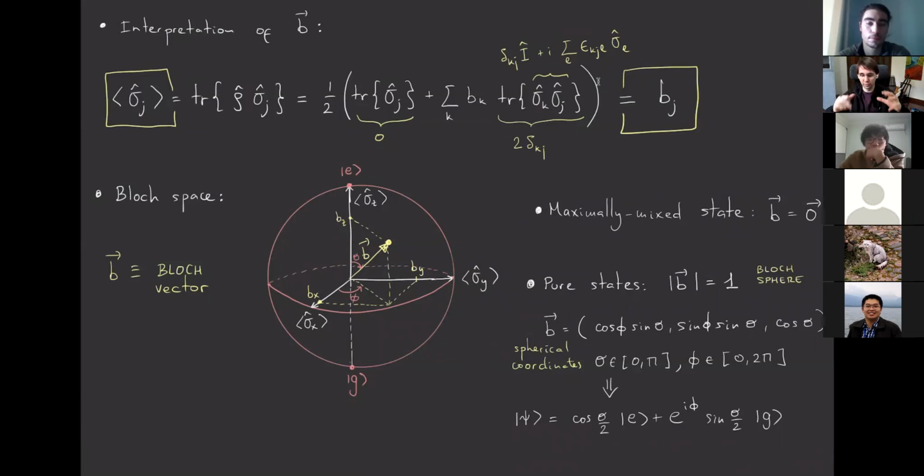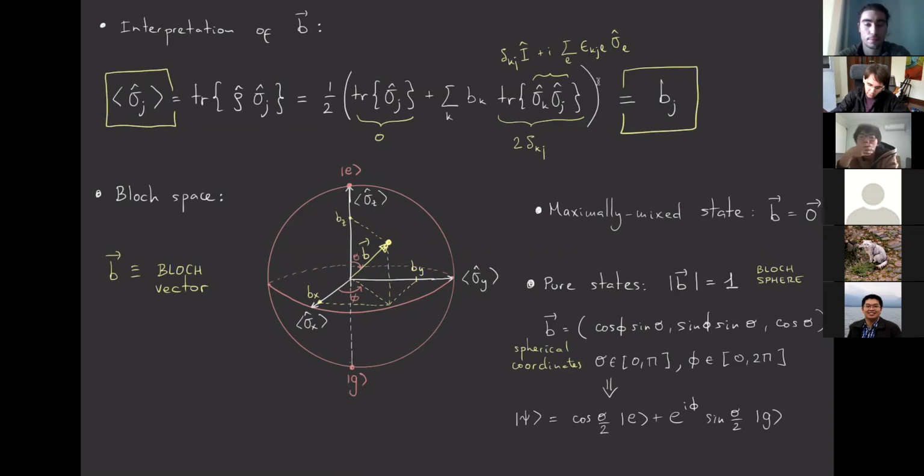And all that defines what we call a Bloch space, okay? That's why we call this the Bloch vector. And then in this Bloch space, what we saw is that when we are at the origin, so when B is equal to 0, then we have what we call the maximally mixed state, okay? So the state in which we have absolutely no information about the state of the system.